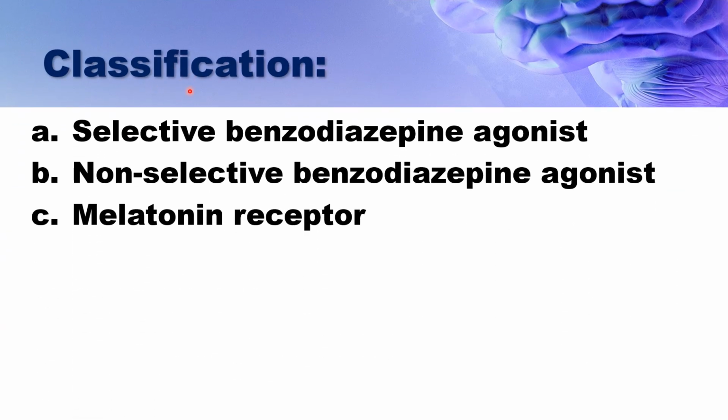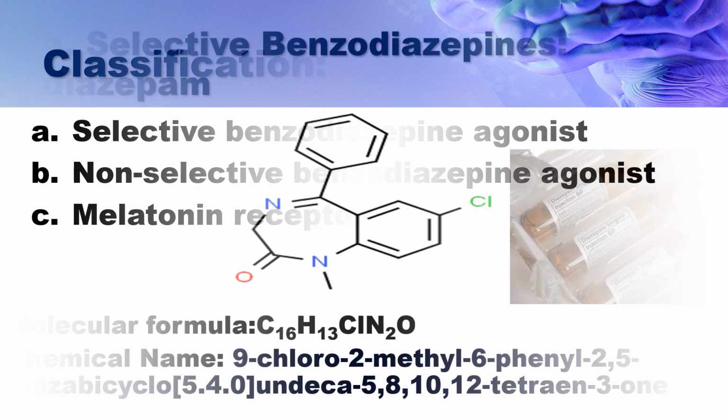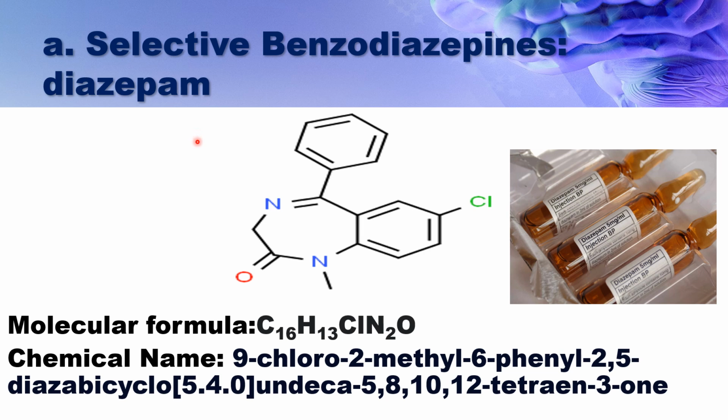Classification of hypnotics and sedatives are of three types: selective benzodiazepine agonist, non-selective benzodiazepine agonist, melatonin receptor agonist. Selective benzodiazepine, diazepam. Here is the structure of diazepam. The molecular formula is C16H13ClN2O. The chemical name is 9-chloro-2-methyl-6-phenyl-2,5-diaza-bicyclo-[5.4.0]-undeca-5,8,10,12-tetraene-3-one.